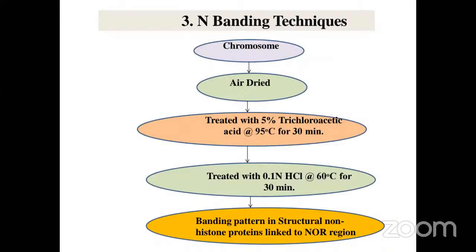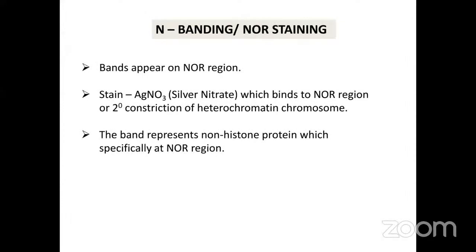Then the N banding technique. The banding pattern is of structural non-histone proteins linked to the NOR region, that is the nucleolar organizing region. So N banding bands appear on the NOR region. Silver nitrate binds to the NOR region, and this band represents non-histone proteins specifically at the NOR region.